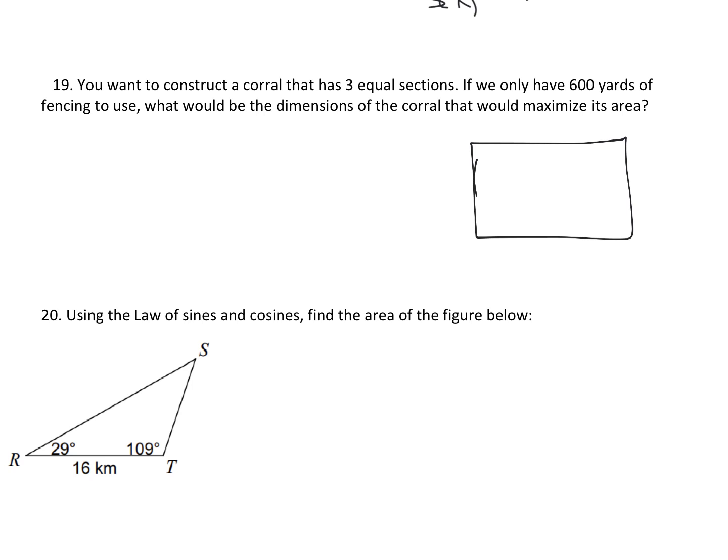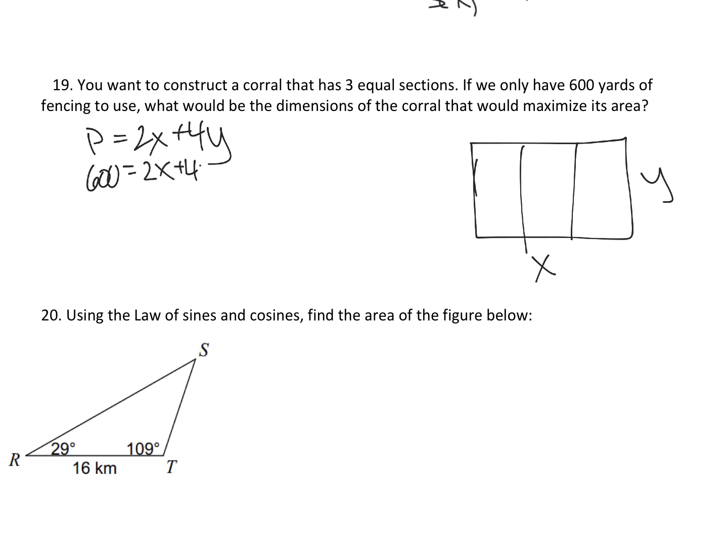Next question, so we have a corral that has 3 equal sections. I'm going to call each of these sections x and each of that length y. We want to maximize the area here. So we know that the perimeter would be 2 x's, top and bottom, and 1, 2, 3, 4 y's, so that's 600. The area itself is x times y.